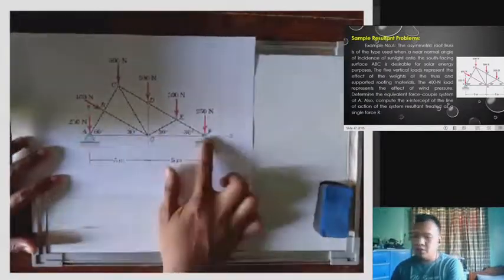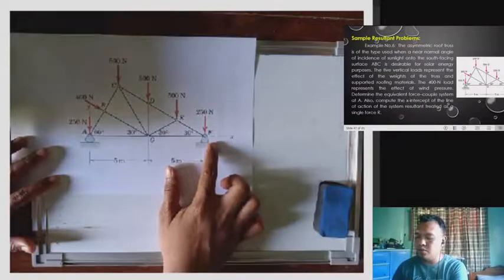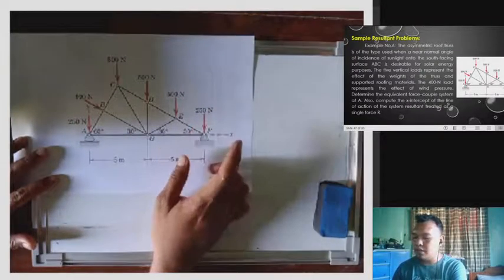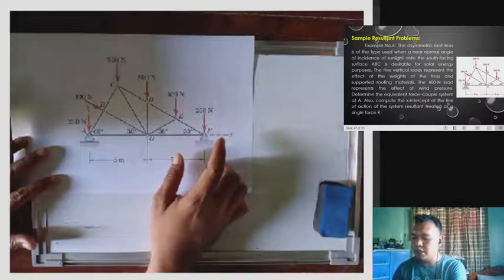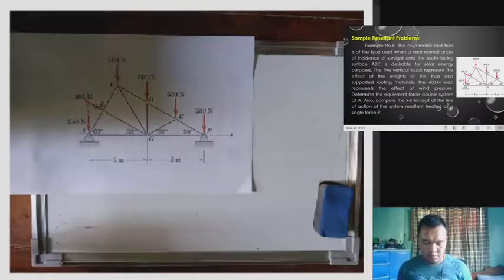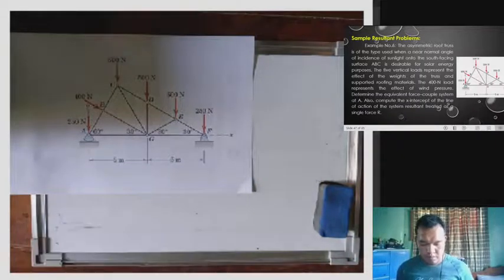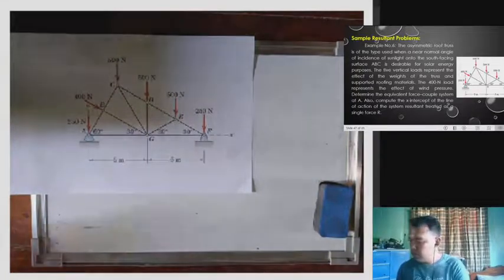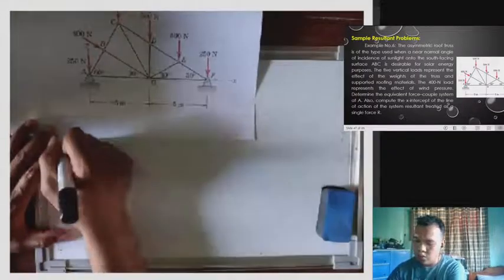So, we have this figure. We are asked to find the resultant of all the forces and the moment that occurs at point A. Okay. So, solution.